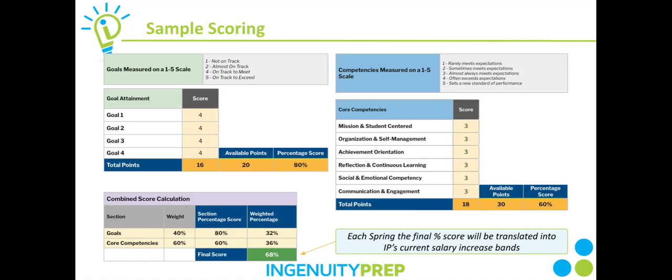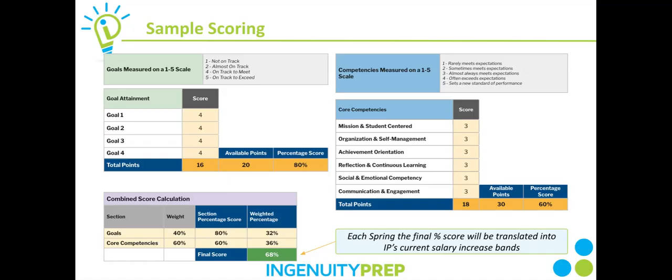This process repeats itself for competencies. In this sample, this person has scored 3 on all of their competencies, giving them 18 of the total available points for this section. When I divide 18 by 30, I get 60%.